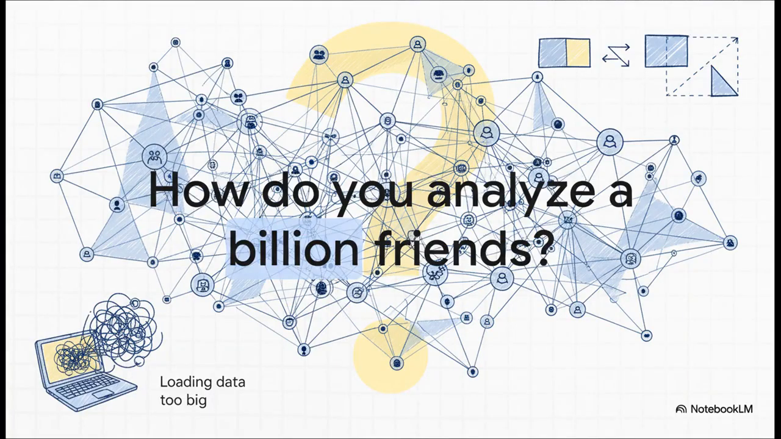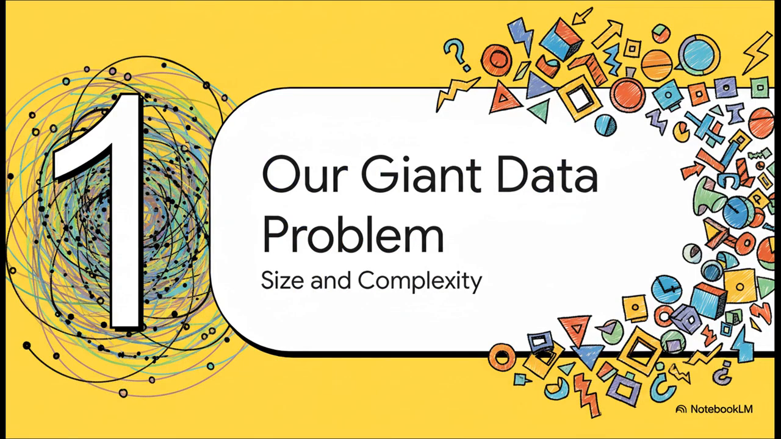Trying to map out all the connections between 1 billion people, it's like trying to download the entire internet onto your phone. It's just not going to happen. And it's not just about how much data there is. It's about that incredibly complex web of relationships. So where do you even begin to study something so vast and interconnected? To answer that, we first have to get our heads around the scale of the problem we're up against. It's not just big, it's mind-bogglingly complex.